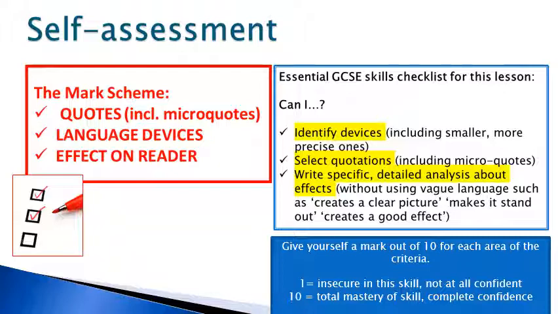So I want you to give yourself a mark out of 10 for each area of the criteria. For quotations, language devices, and effect on the reader. 1 if you think not secure in this skill. 10 if you think complete mastery of this skill, or any of the kind of scale in between, and that will give you an idea about what you need to work on in future.